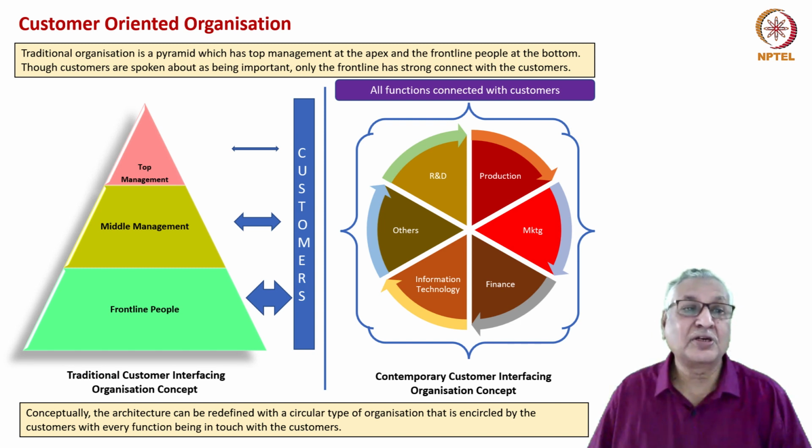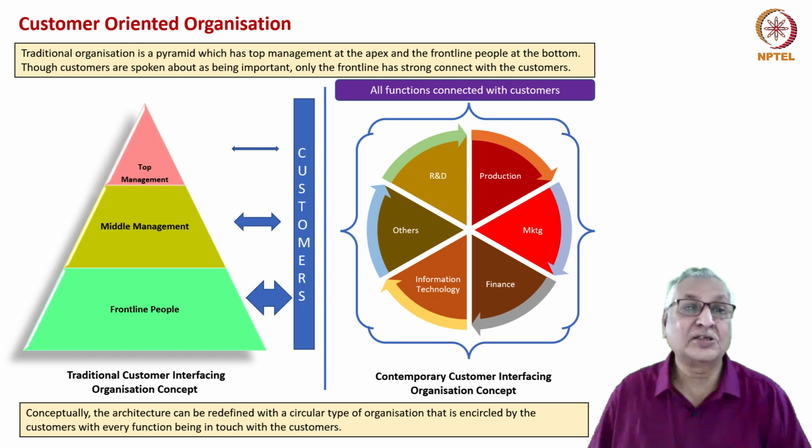What is a customer oriented organization? As we know, traditional organization is a pyramid which has top management at the apex, middle management virtually in the middle, and frontline people. In terms of the nomenclature, frontline people are officers or executives who work in the field. Middle management people are managers to senior managers to general managers, and top management are CXOs and CEOs. And all of these layers have to face customers in one way or the other.